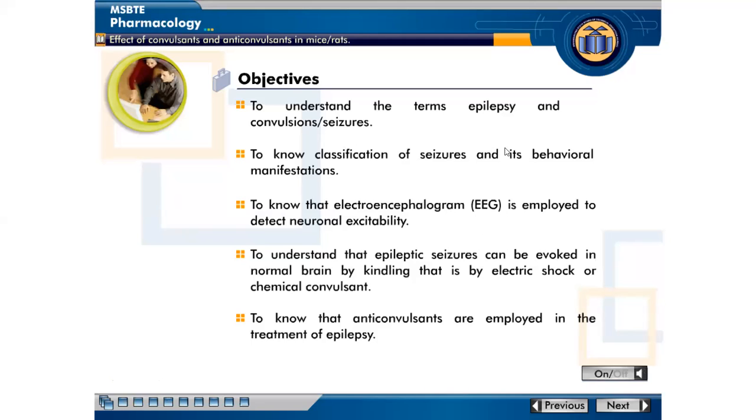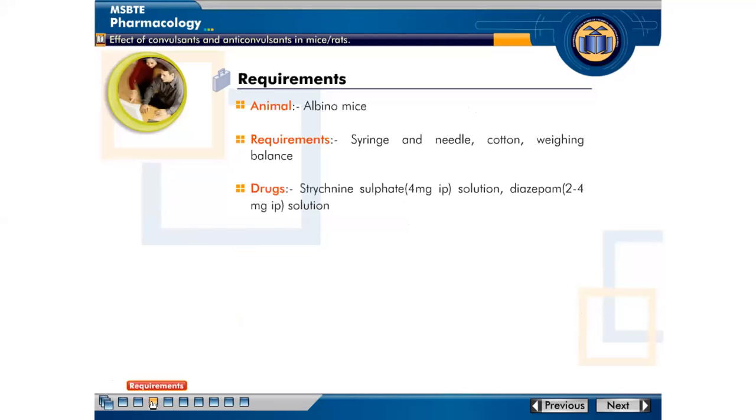We all know what is meant by epilepsy, convulsions and seizures. So these are the objectives of this experiment. The requirements: animal albino mice; syringe and needle, cotton, weighing balance; drugs: strychnine sulfate 4 mg IP solution, and diazepam 2 to 4 mg.